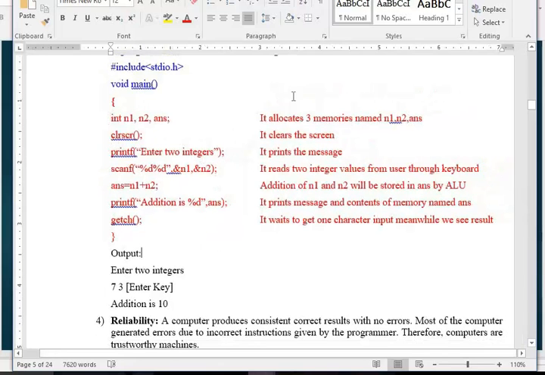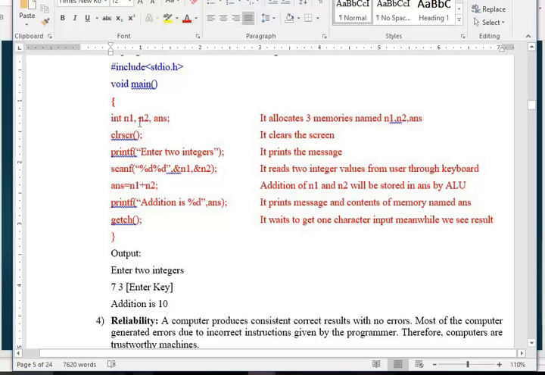This instruction allocates three memories named N1, N2 and answer, in which you can store integer values. As you know in mathematics, integer values means negative values, zeros as well as positives: -5, -4, -3, -2, -1, 0, 1, 2, 3, 4, 5. Integer values you can store within these memories.